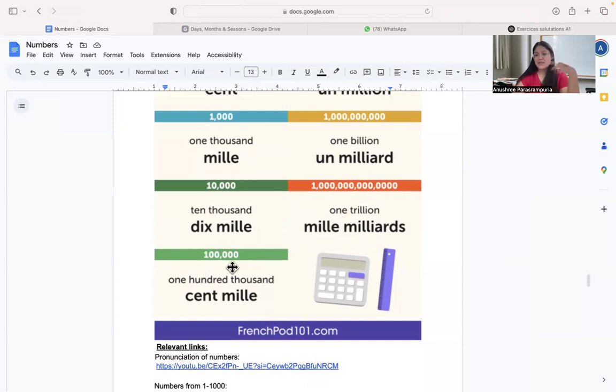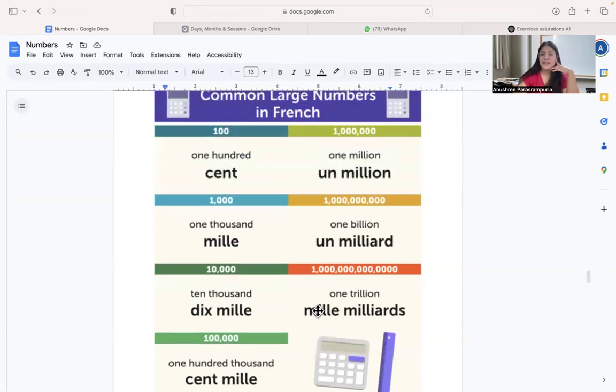1 lakh. Basically, there's no concept like 1 lakh across the world. It's only in India. So across the world, it's going to be 100,000. So 100 is cent, 1,000 is mille, and 100,000 is cent mille.